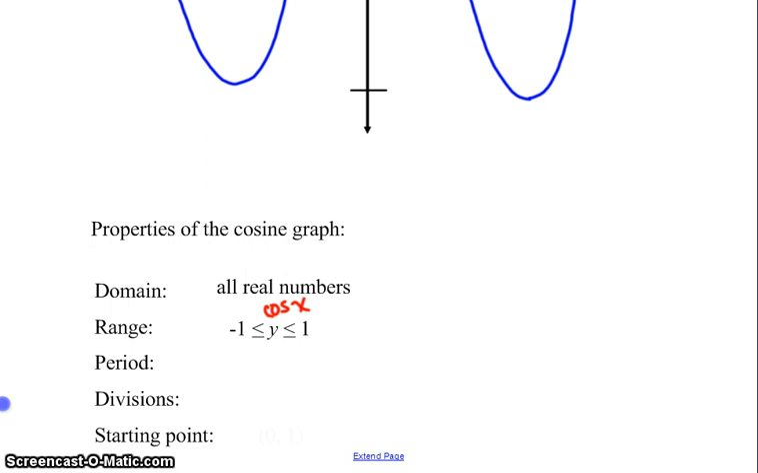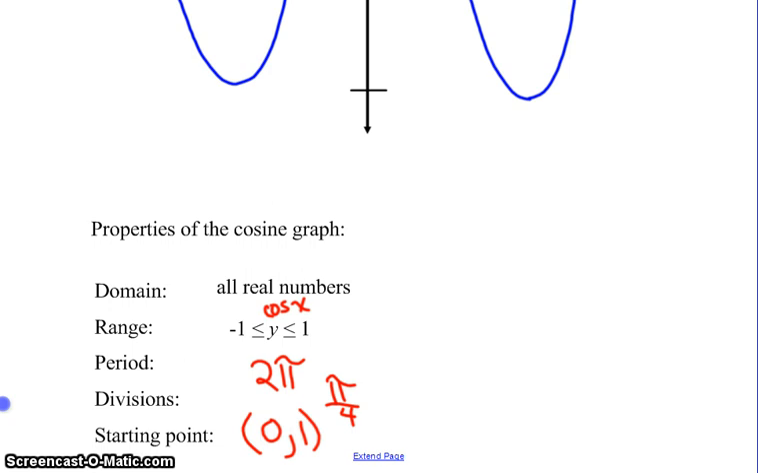My period is still 2 pi because it takes that long to get one revolution in. I still am dividing the circle up into 4 equal parts, so my divisions are pi over 4s, and my starting point is different this time. Instead of 0, 0, I start at 0, 1. So my cosine function starts at the top of my graph.